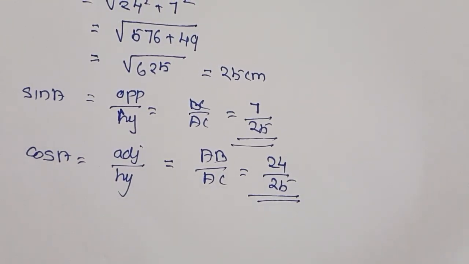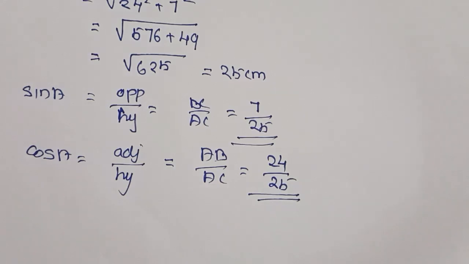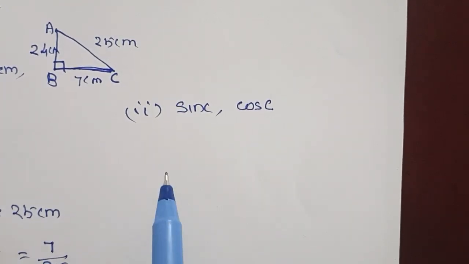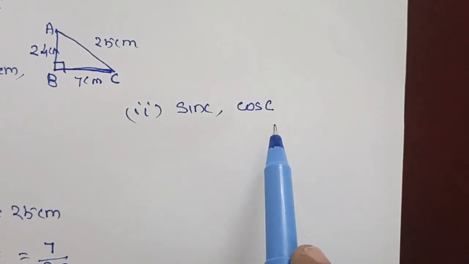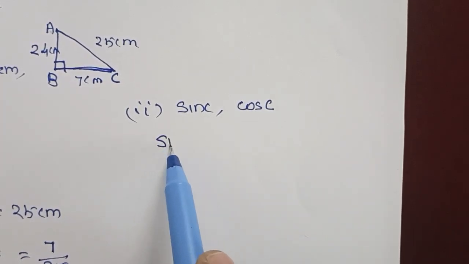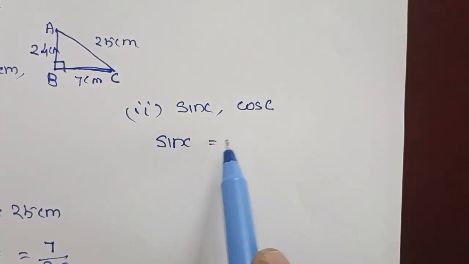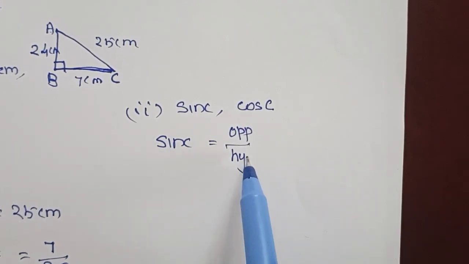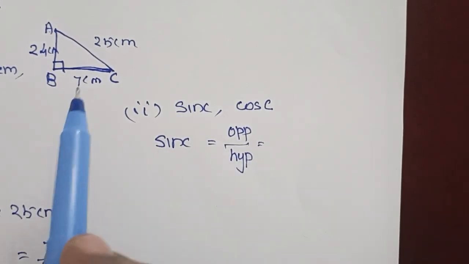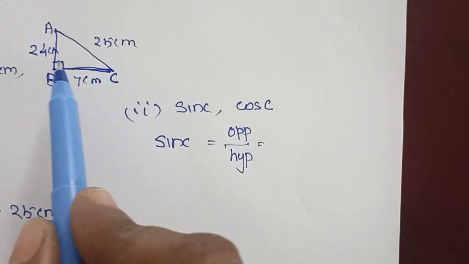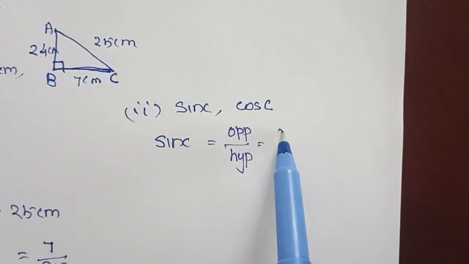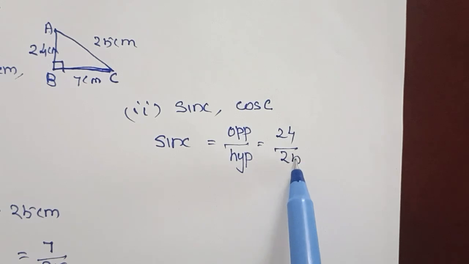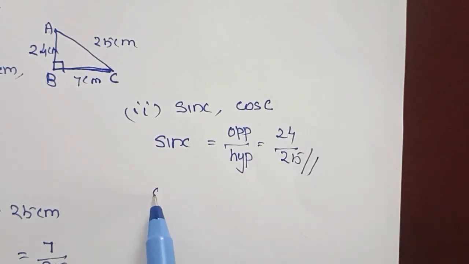Sin A equal to 7 by 25 and cos A equal to 24 by 25. Same question, second part. We have to find sin C and cos C. Sin C is the ratio opposite by hypotenuse, isn't it? Here the angle is C. Opposite of C is 24, divided by hypotenuse 25. So sin C is 24 by 25.